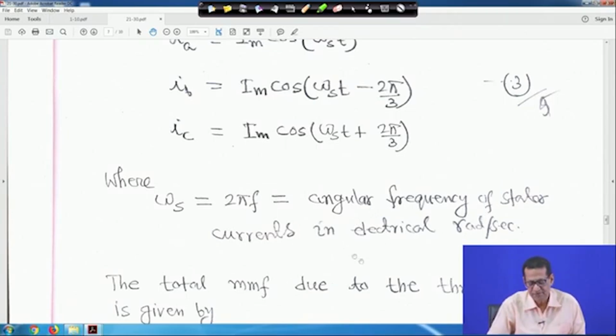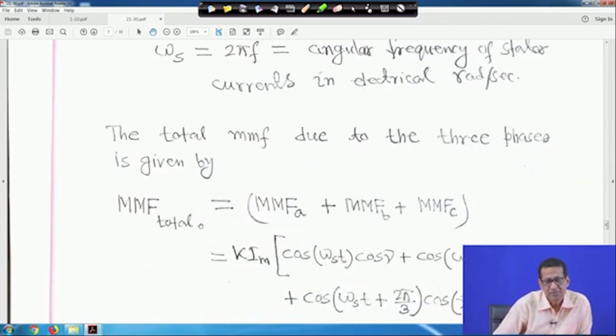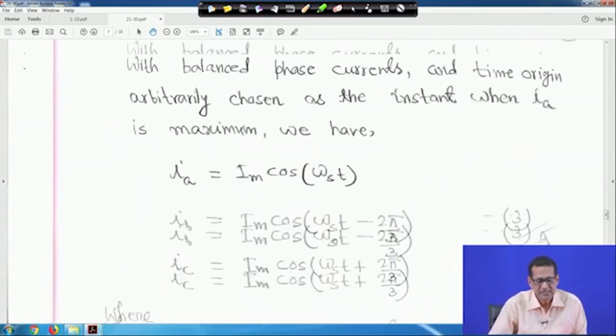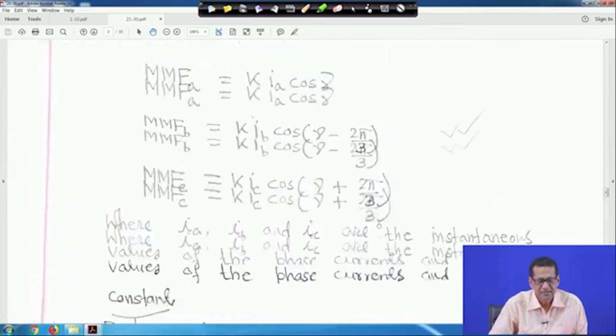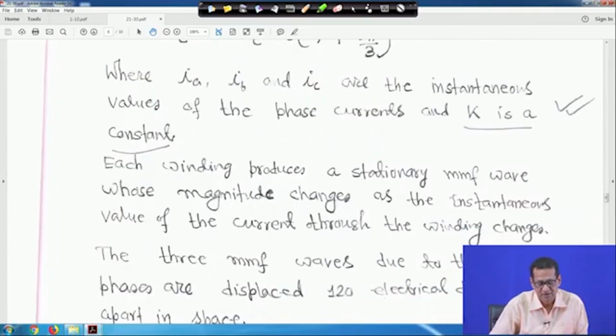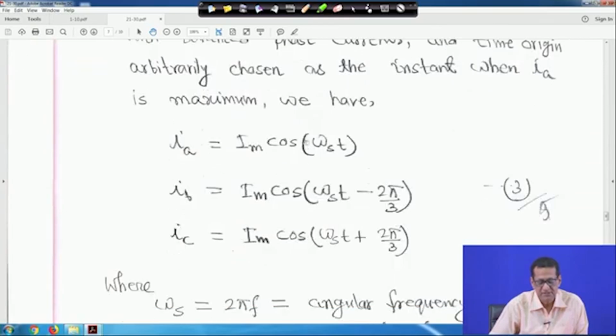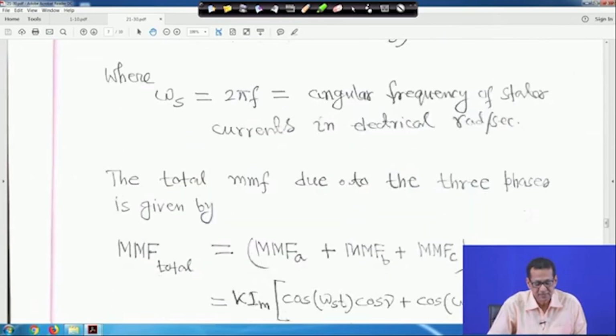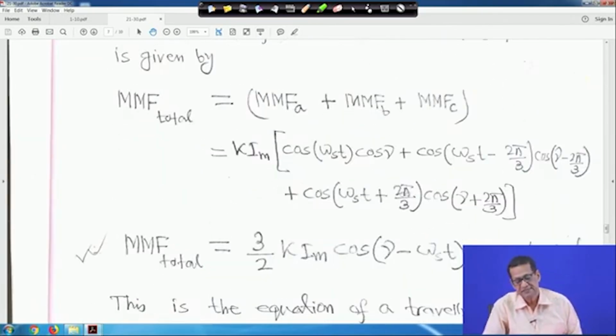The total MMF due to the three phases is given by MMF total, that is MMF A plus MMF B plus MMF C. So all these things you substitute, because the MMFs are k Ia cos gamma, k Ib cos (gamma minus 2 pi by 3), and k Ic cos (gamma plus 2 pi by 3). The values of Ia, Ib, Ic you substitute from this equation. This is actually equation 5. So if you do so, it will be like this.